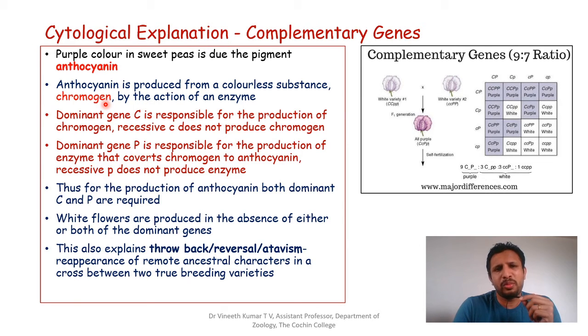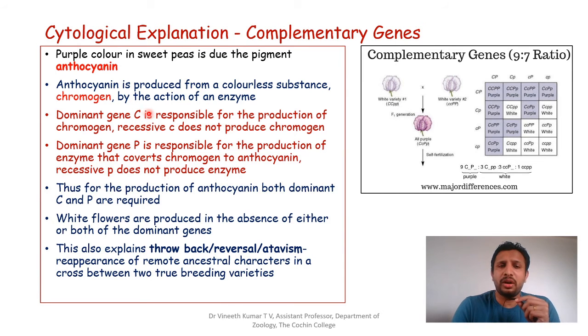That means when only the chromogen is present, the flower color will be white. And when chromogen is acted upon by an enzyme, it will give rise to anthocyanin, and that will result in purple color in the flower. So dominant gene capital C is responsible for the production of this chromogen. So if capital C is present, either in homozygous or heterozygous condition, both can have the same effect.